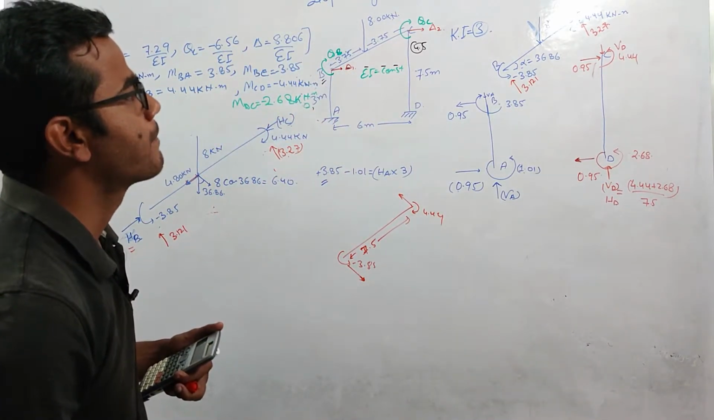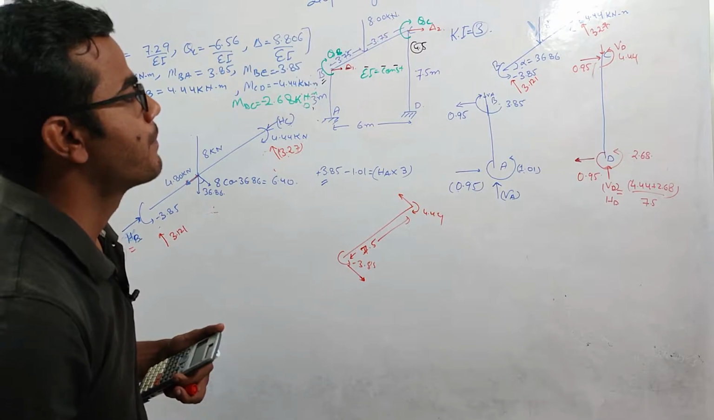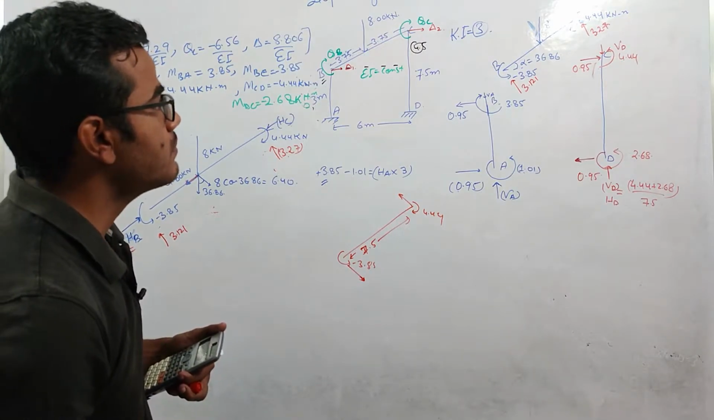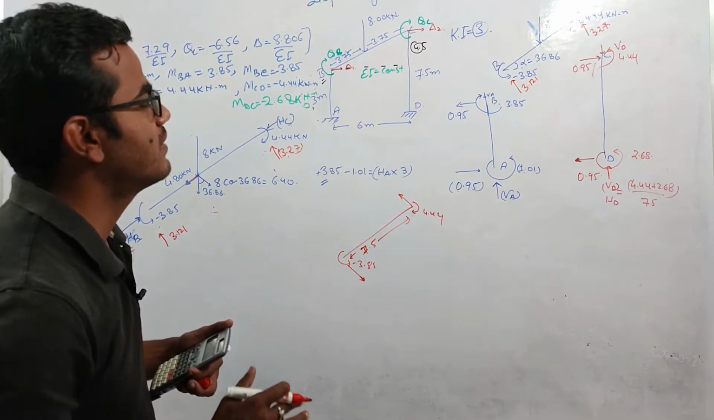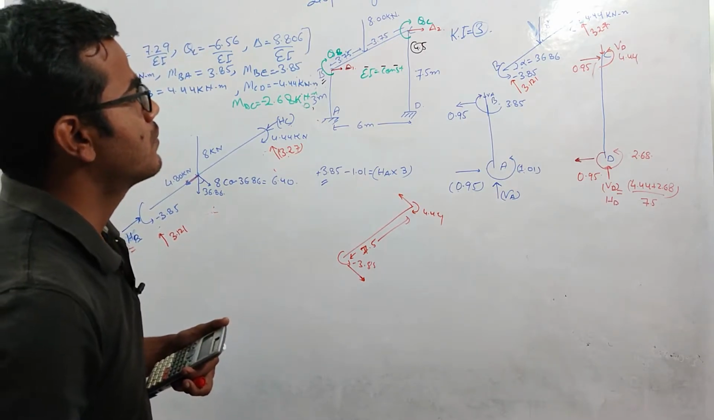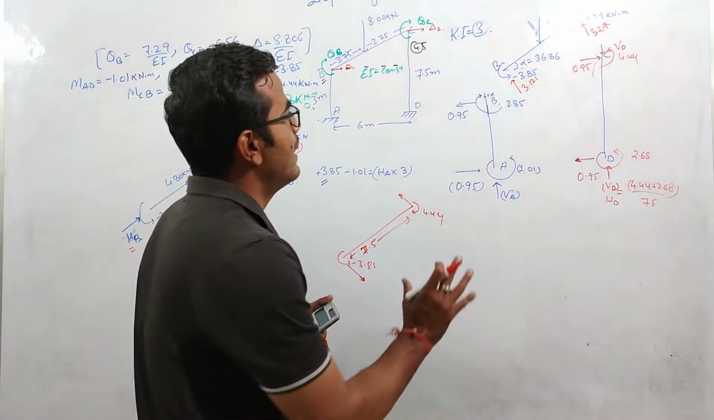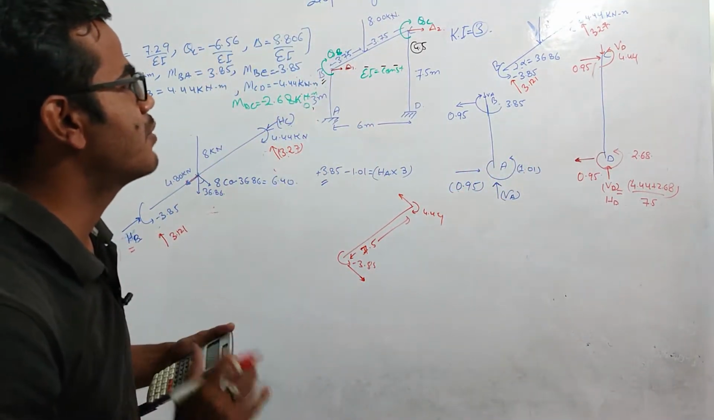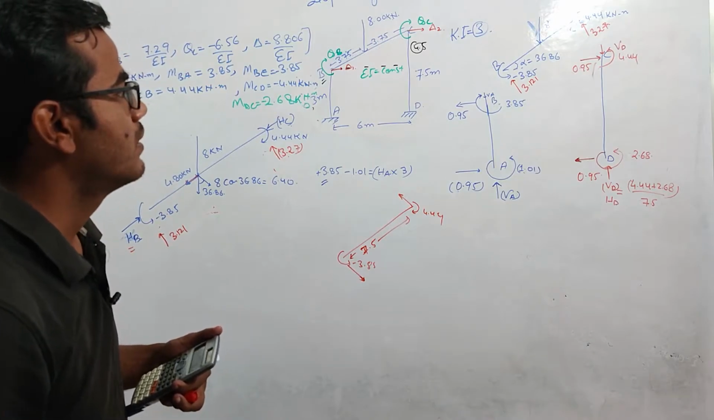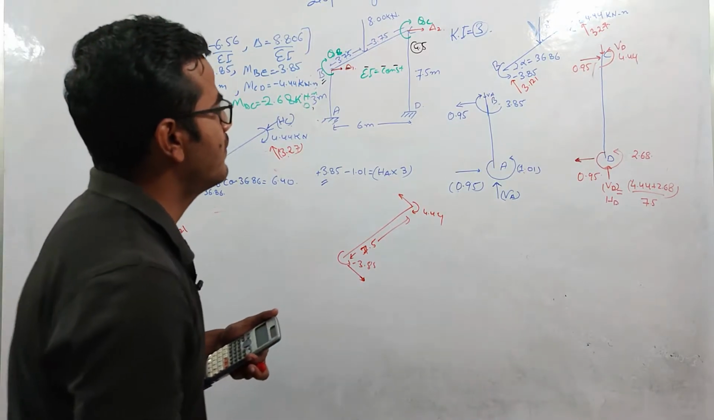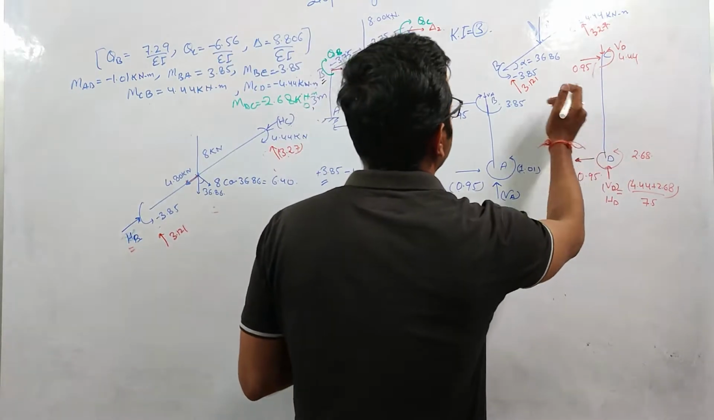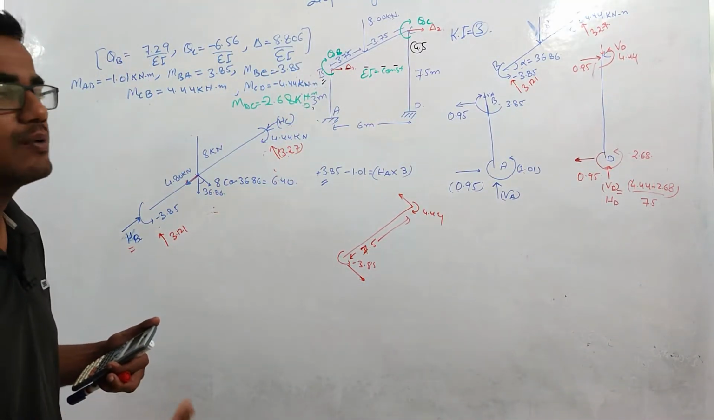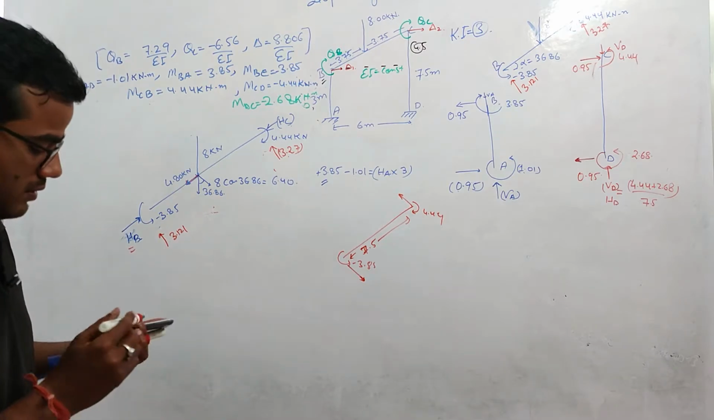So I think this is okay. With the help of these forces, we can draw the shear force diagram and the bending moment diagram. Okay. Now we will find the axial forces also in this member. So the next step is to calculate the axial forces.